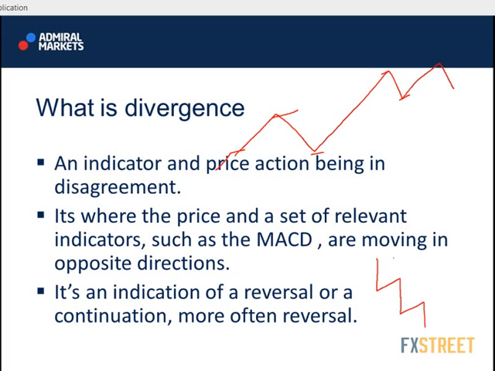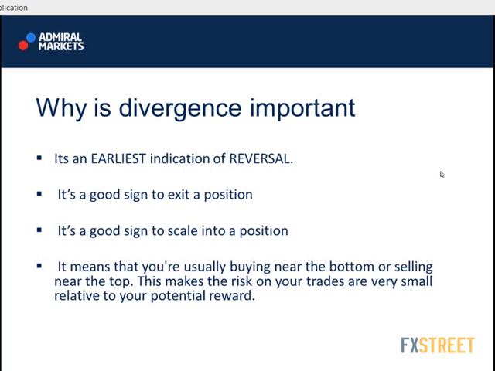So very important thing, now we are basically coming to the point. Divergence is important because it's the earliest indication of reversal. So the earliest indication. You cannot know, you can guess, right? You can always guess in Forex. But guessing is not what we do. We want to have confirmation. So the earliest and the most obvious point of reversal is divergence.